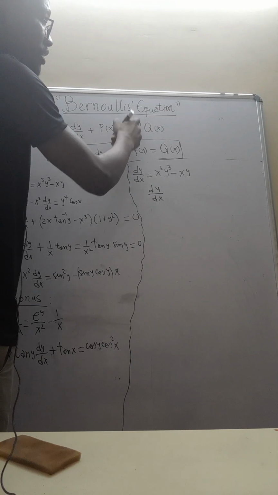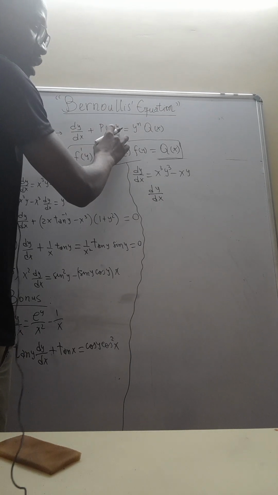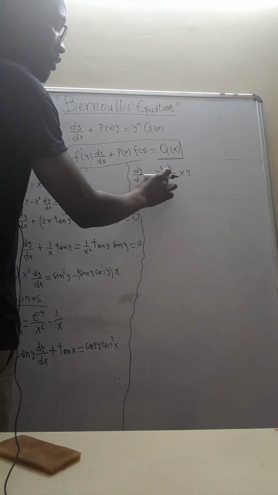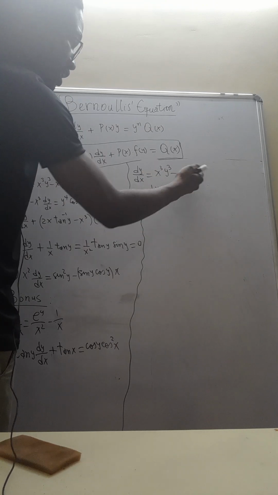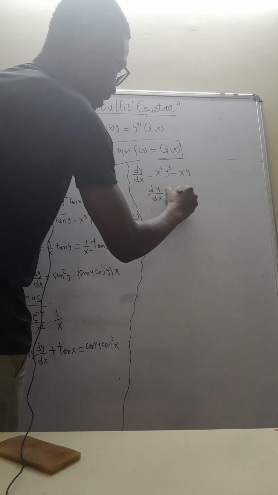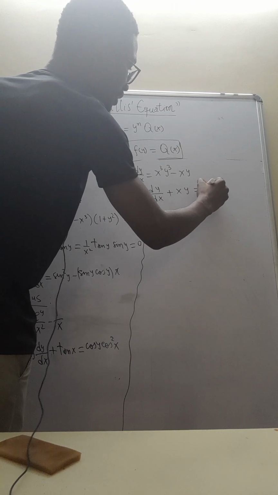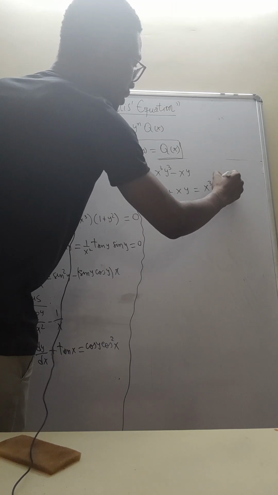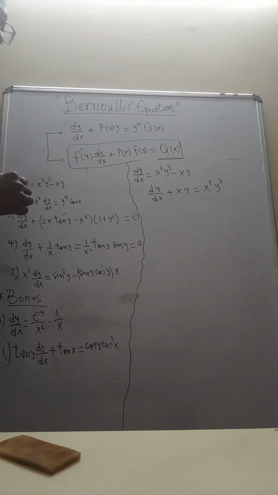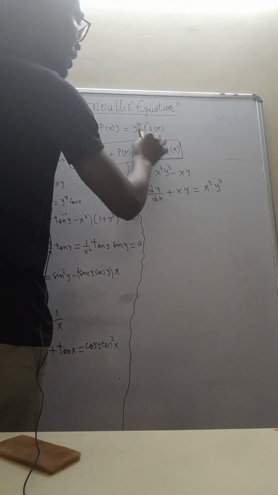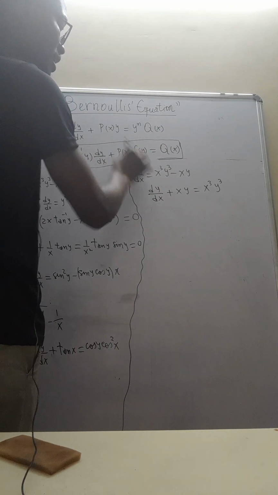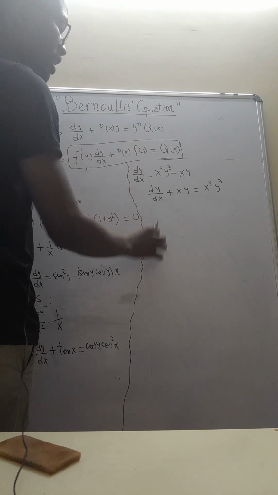See, this y raised to n is greater than y, so here I will also solve for this one. This can remain here and this can come here. So I'll get dy/dx plus xy equal to x cubed times y cubed. Is that okay? Because comparing with this, y raised to n is this, this is y, this is p(x), and this is dy/dx.